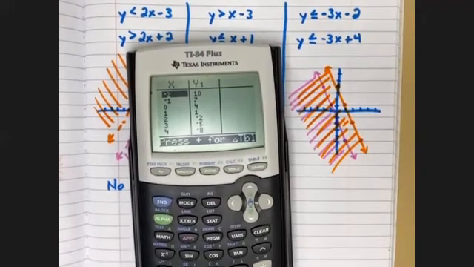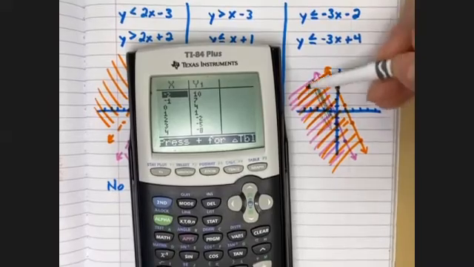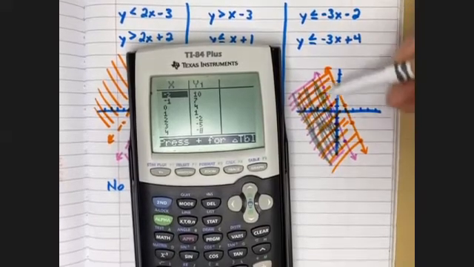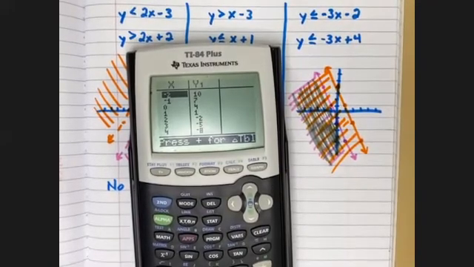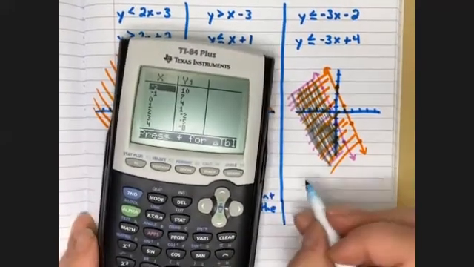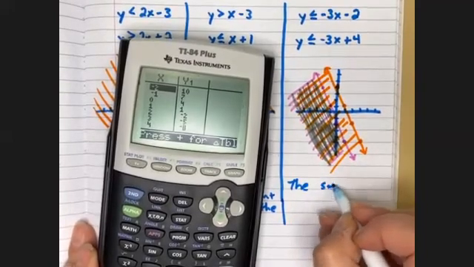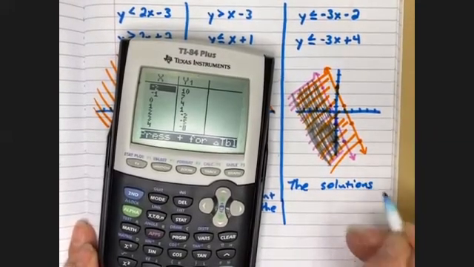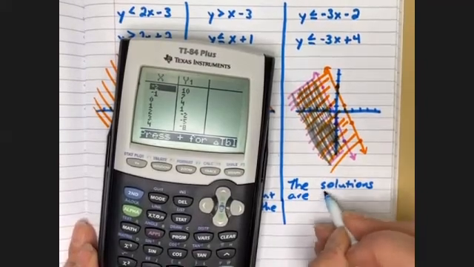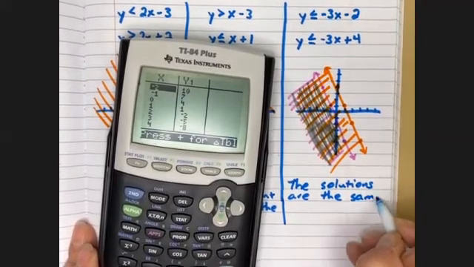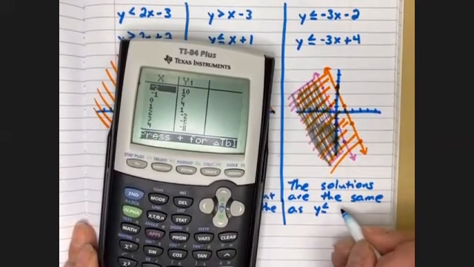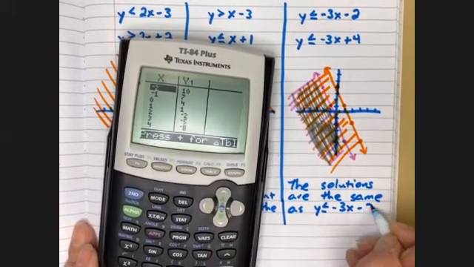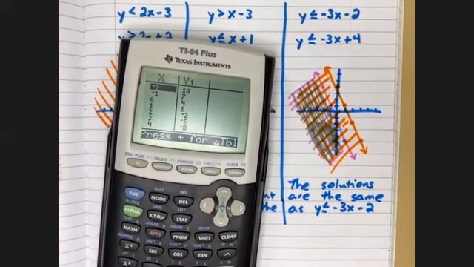So where is the double overlap? The double overlap is going to be right here. But you can see it's actually just the same answer as one of my 2 lines. That second line didn't really matter. So the solutions are the same as y is less than or equal to negative 3x minus 2, which is my first line.